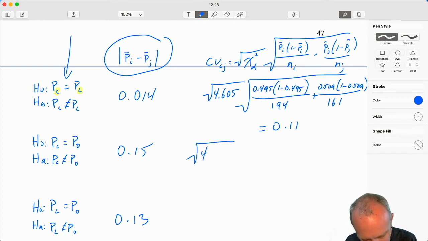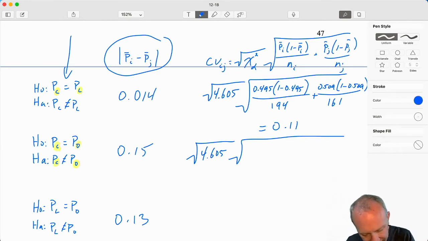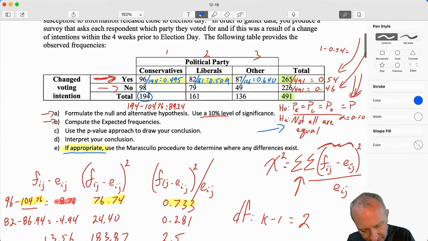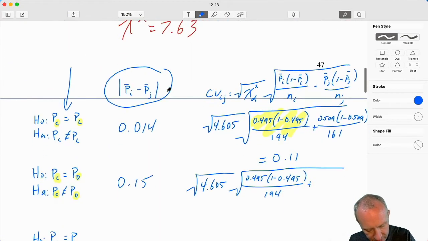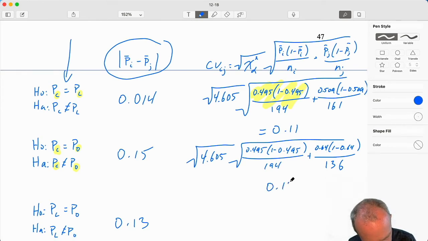The next one, same chi-squared. I'm still looking at conservative, but now I'm looking at the other. The first part of this calculation is going to be exactly the same as that one. So 0.495, 1 minus 0.495, divided by 194. But now for this second part, I have to bring in that other group. Here I want the 0.64 and that sample size of 136. So this is 0.64, 1 minus 0.64, divided by that sample size, 136. And this gives a critical value here of 0.12.